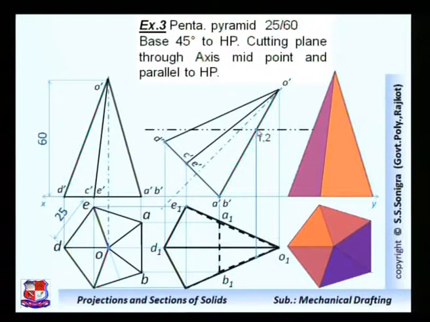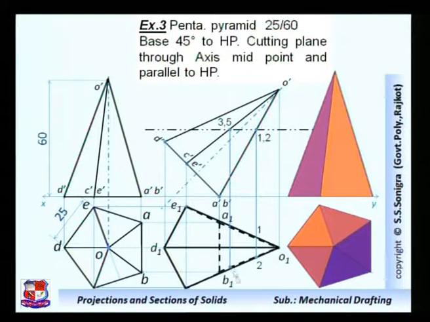From this point, draw a straight vertical line that will cut O1 A1 and O1 B1 at 2 points, point number 1 and point number 2. Then points number 3 and 5 would be here, the intersection of O dash C dash and O dash E dash, and this cutting plane line. From that point, draw a straight vertical line that will cut O1 C1 and O1 E1 at 2 points.